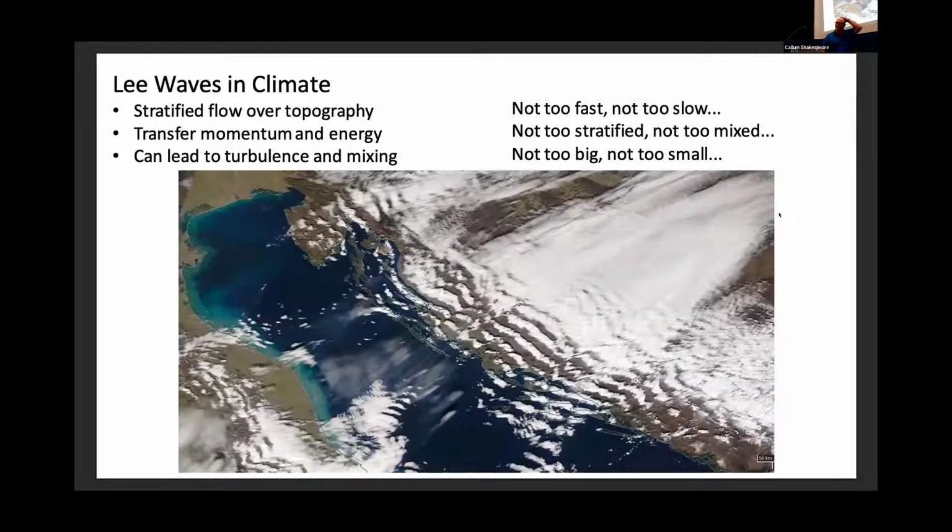Lee waves in climate. We haven't really heard a lot about them in the last couple of days, so I'll just give you a quick intro, in case anyone isn't totally across them. Lee waves occur when you've got stratified flow going over topography.